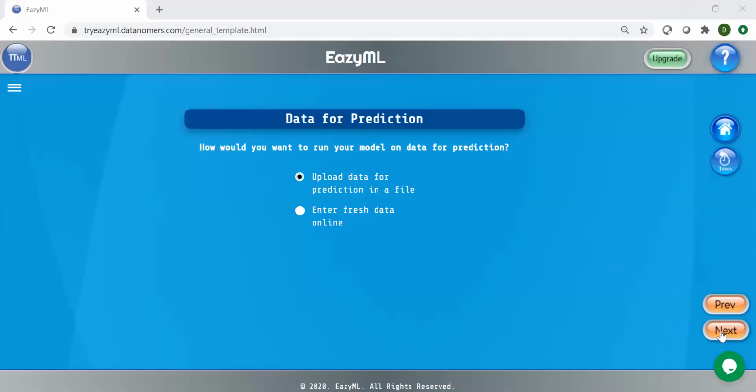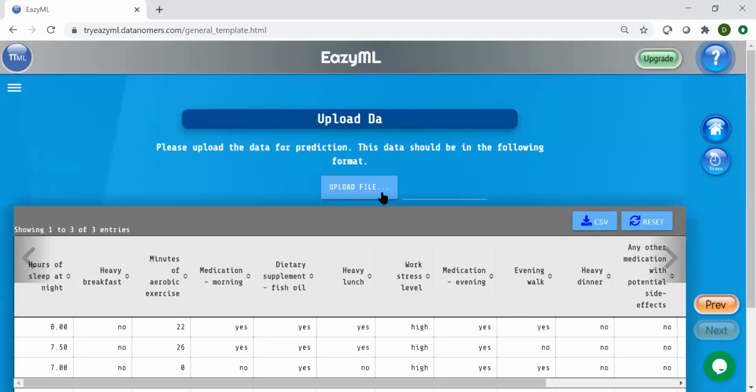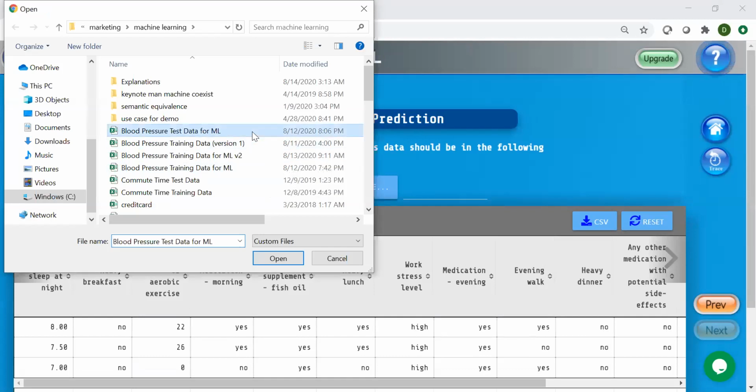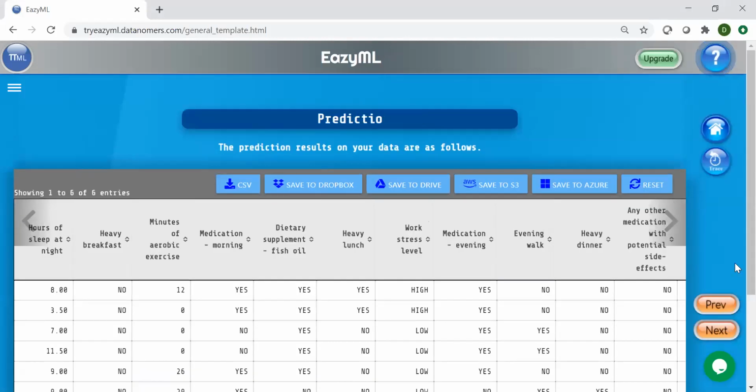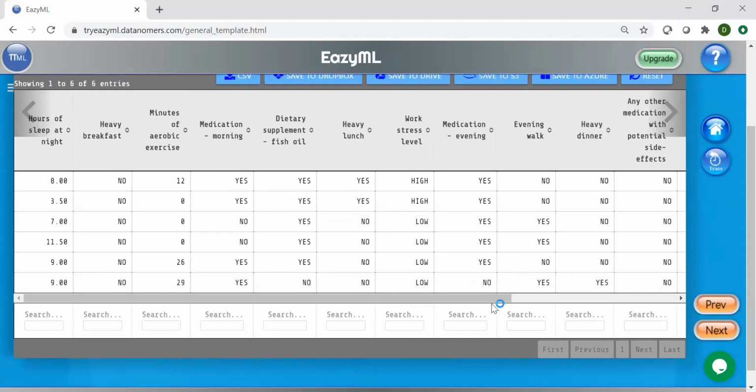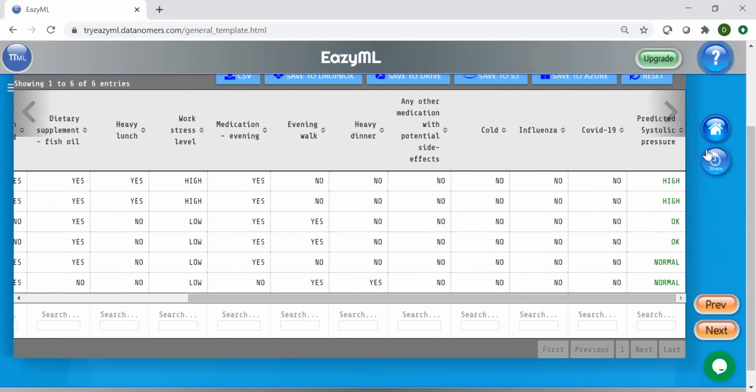Upload that file, the test file that is, that we just saw. There it is. And here it's made the predictions for us. So these are the predictions that it's made. The first one, it says if you had 8 hours of sleep, that should be good, but didn't exercise a whole lot, and your work stress level was high, then you end up having a high systolic blood pressure greater than 130. Oh really? Why is that?